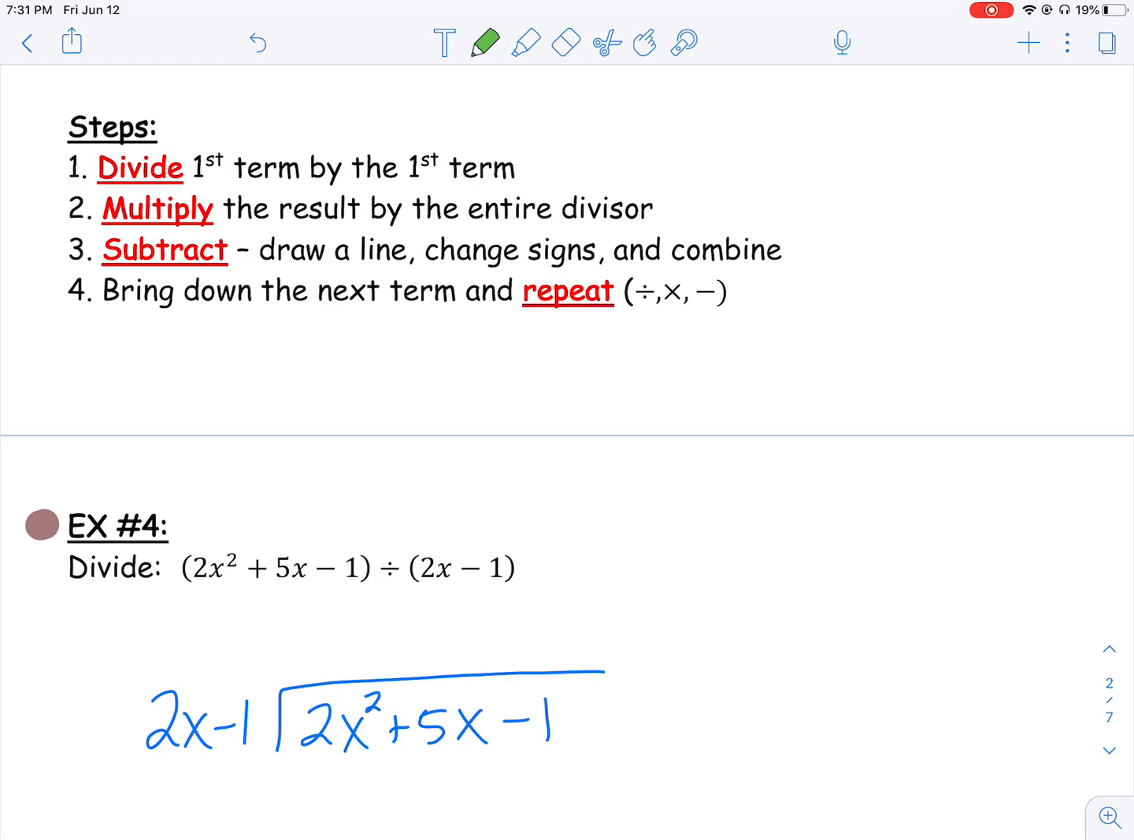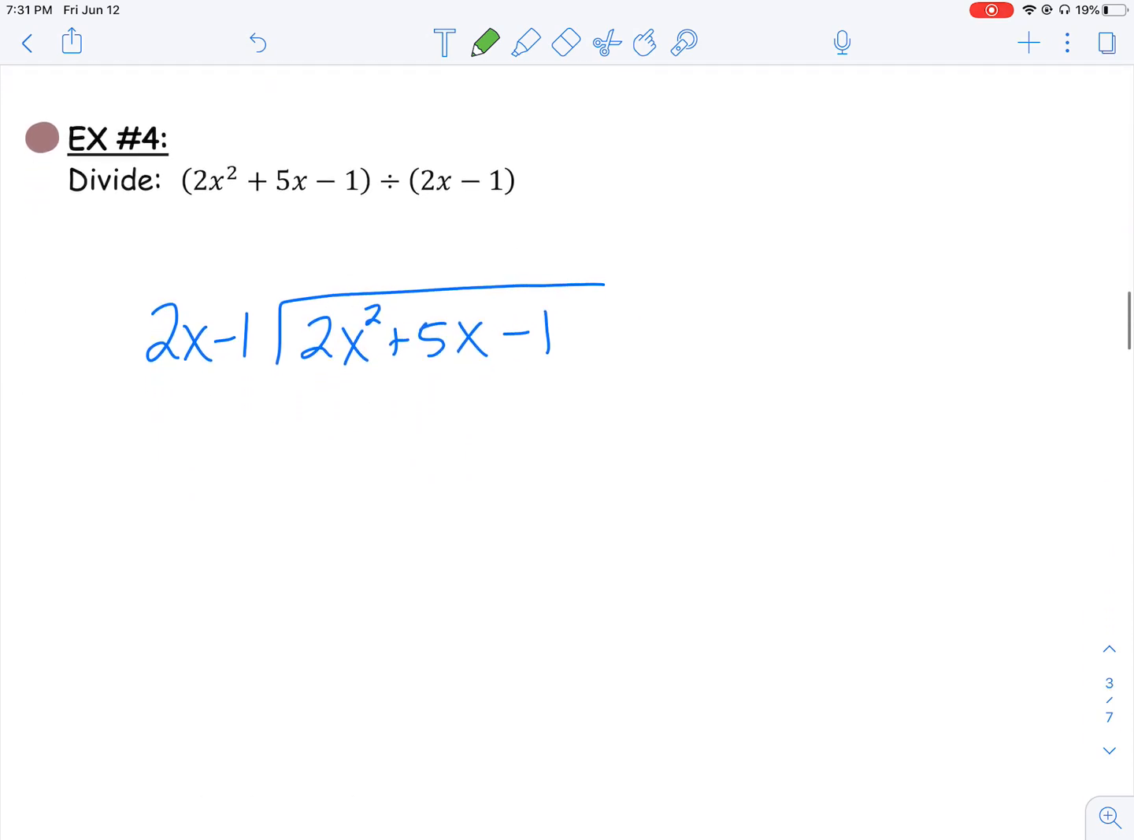Let's practice another one. Here's example number 4. I'd like you to take 2x squared plus 5x minus 1 and divide it by 2x minus 1. Notice really carefully that it's not just one term, there's two terms. So I can't just divide it by a 2x, and I can't just divide it by a minus 1. I've got to divide it by the whole thing. So let's do our long division. Let's take our 2x squared plus 5x minus 1 and divide it by 2x minus 1 using long division.